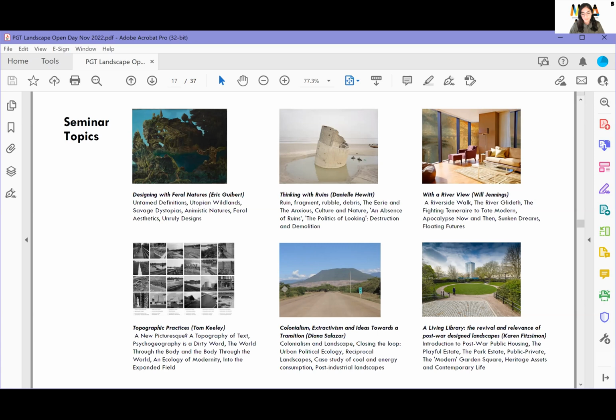And these were from last year, I think, but I think they might be refreshed each year as well, depending on who's teaching or who's involved. So hopefully there's something there that will interest you. And some of the thesis topics as well.